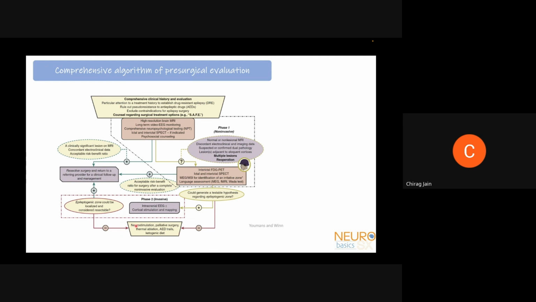There are multiple other things you can do, like neurostimulation, palliative surgeries, and so on. But at the end of this, you have to remember that at every stage you have to ask yourself, is the patient now a safe candidate for surgery? If not, more testing. If not, more testing. At any point, if you figure out that the hypothesis is not testable, you don't have a hypothesis, the lesion is not resectable, or the lesion cannot be localized, you have to go in for palliative surgeries only, or maybe just continue anti-epileptic drugs.